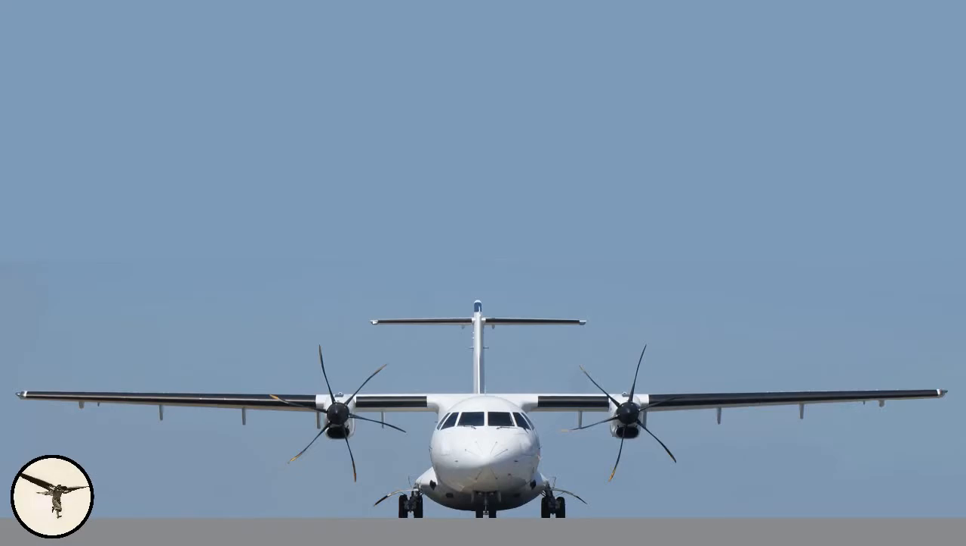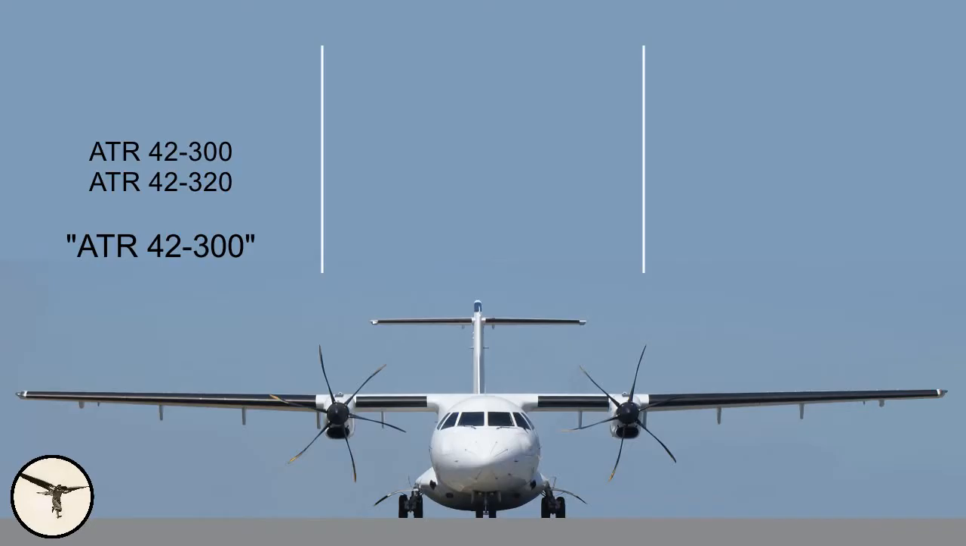There are 10 different ATR variants in production, or had been in production. To make it a little easier, I have collected them into 3 groups. The first group consists of ATR 42-300 and 320. The only difference between them is the power of the engines. I call this group ATR 42-300.